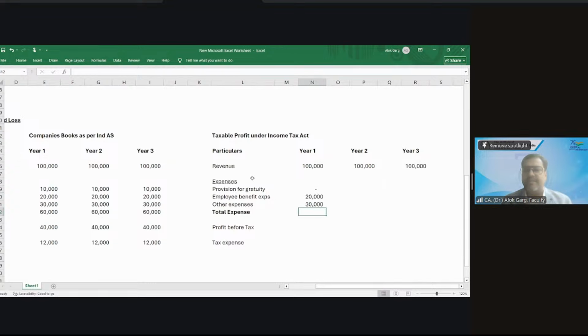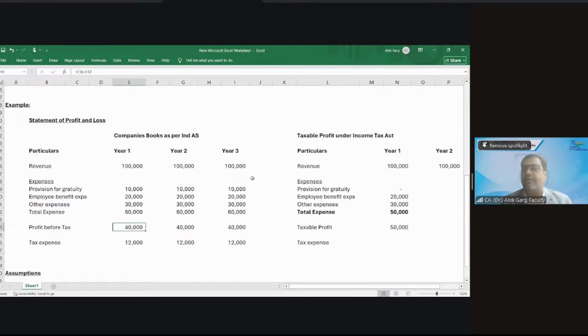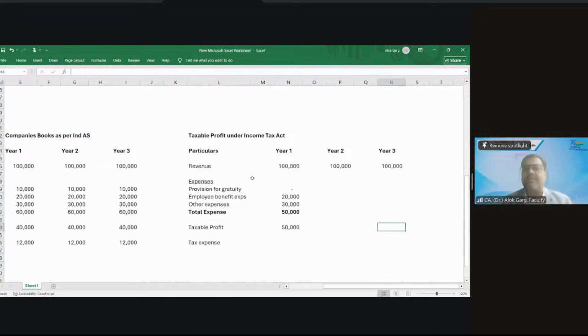What is my total expense? 50,000. What is my profit before tax? My taxable profit. Should I write this as a taxable profit? So what is my taxable profit, friends? 50,000. But what was my accounting profit in the year 1? 40,000 is my accounting profit in year 1. And what is my taxable profit? 50,000. So my taxable profit is more than my accounting profit.